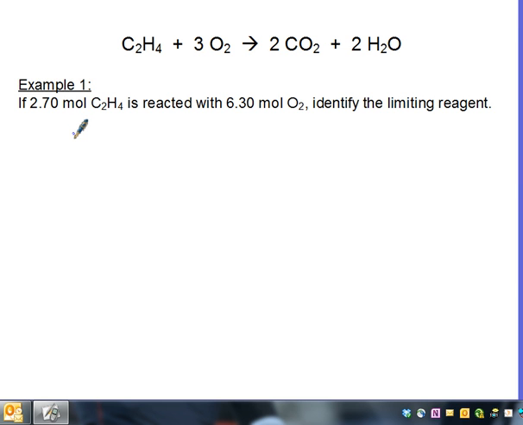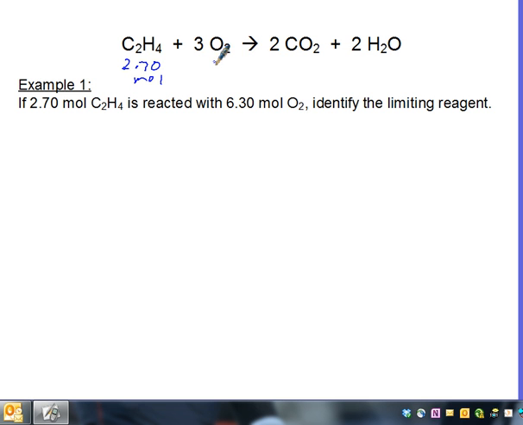Ethene. All right. So if we have 2.70 moles of ethene reacted with 6.30 moles of O2, we want to identify the limiting reactant or the limiting reagent. Which one's going to be used up first? Now step one was to convert the first chemical to moles. Guess what? Already in moles.